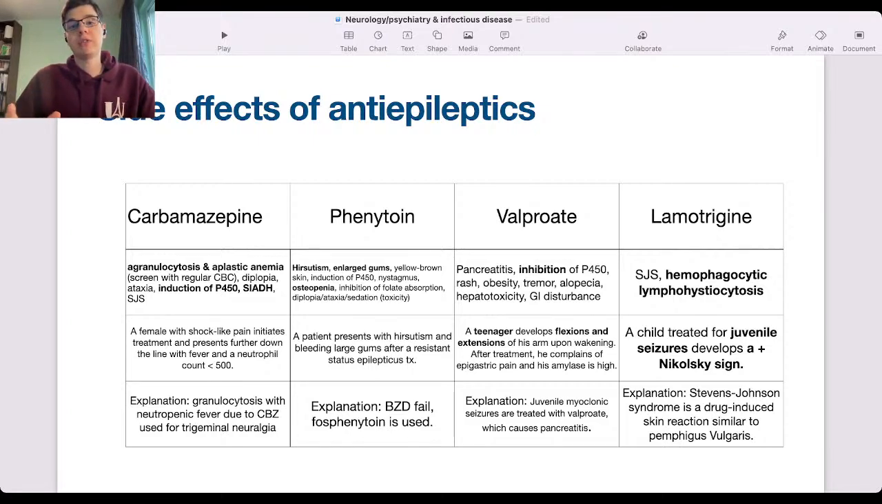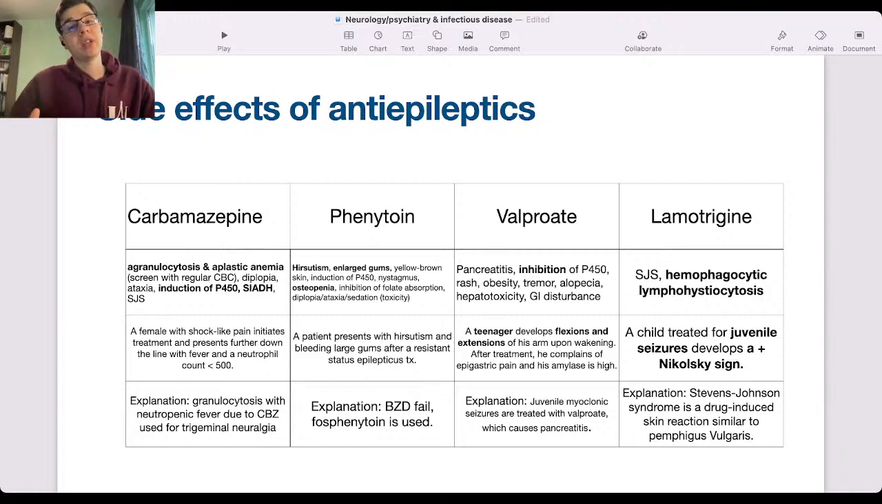Here we have some side effects of some of the antiepileptics. For carbamazepine, we usually see agranulocytosis and aplastic anemia, which we screen regularly with CBC. This has to be balanced with the treatment for epilepsies with lamotrigine.